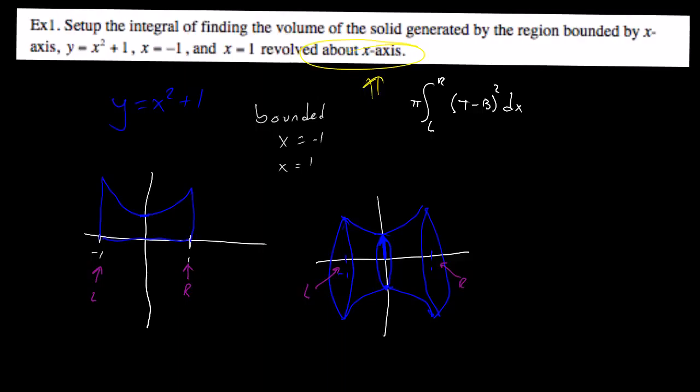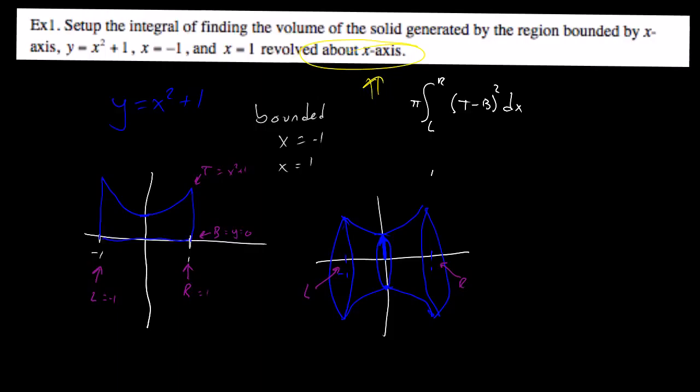And we need our top function, so that's going to be this curve right up here. This is our top function, and our bottom function, the bottom of our shape that we're revolving around, is this right here. So the top, we know, is x squared plus 1. We know the bottom is the line y equals 0. We know our left is equal to -1. We know our right is equal to 1. So now we just have to fill in the pieces.